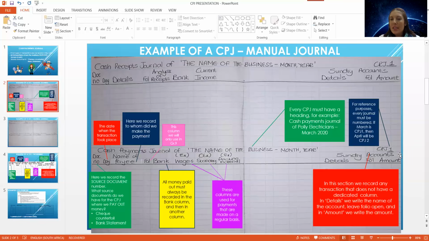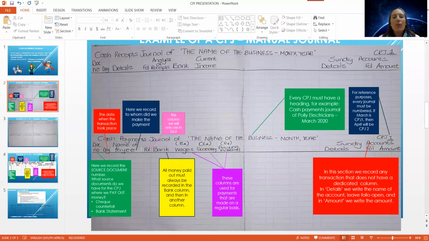Good. And then as with the CRJ, we have our sundry account section. Same rule applies. So if we get to a transaction where we bought or paid something and there isn't a column allocated for that specific transaction, things that maybe happen once or not even on a monthly basis, if that transaction happens, we're going to record it in the sundry account section, just as we did with the CRJ. And then at the end, I didn't draw it in, but as with our CRJ, we're also going to total all our money columns, bank, all the other columns, and your sundry accounts.